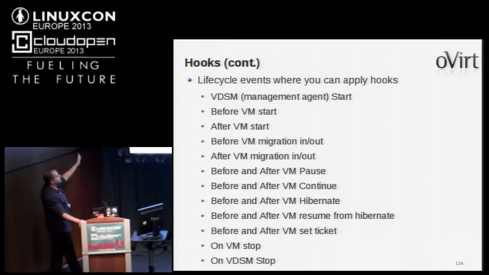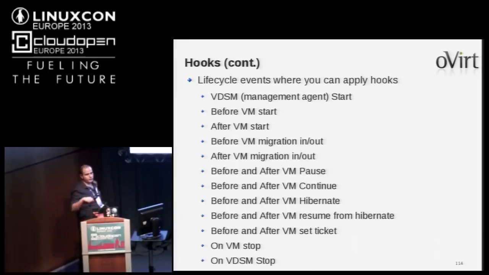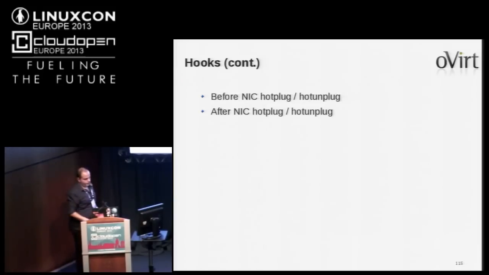When you stop the VM, for example, if you created a new iptables entry when you ran the VM, maybe when you stop it, you want to delete this entry. So you would use both the before VM start and on VM stop hooks. You can also hook to hot plugging: before you hot plug a NIC and after you hot plug a NIC, and I think for disk as well.